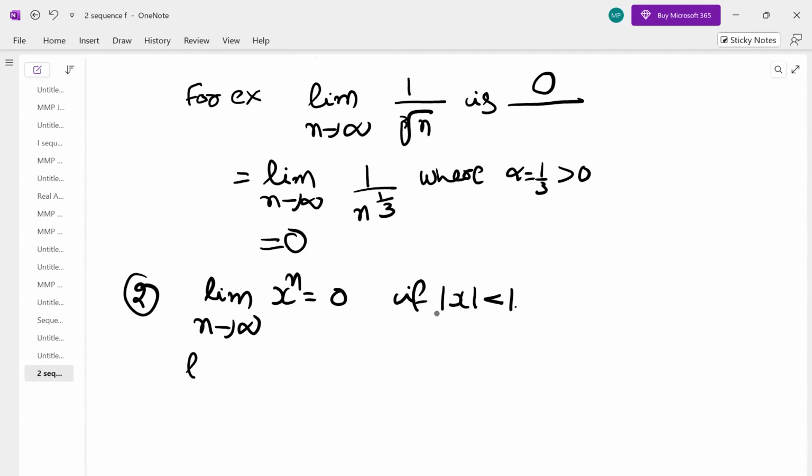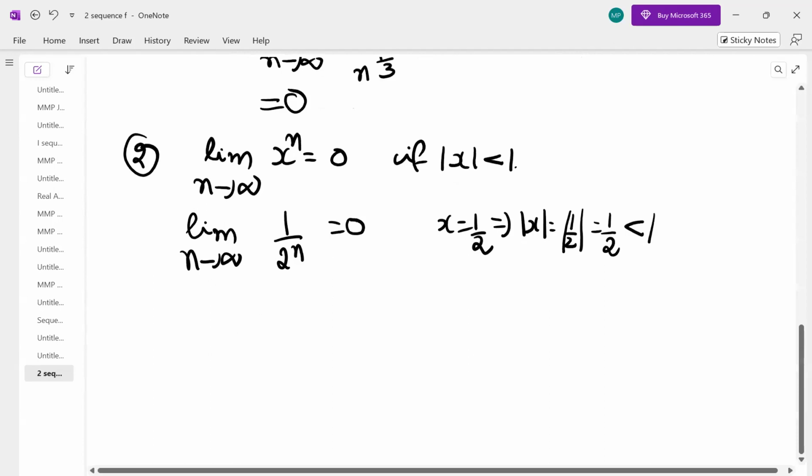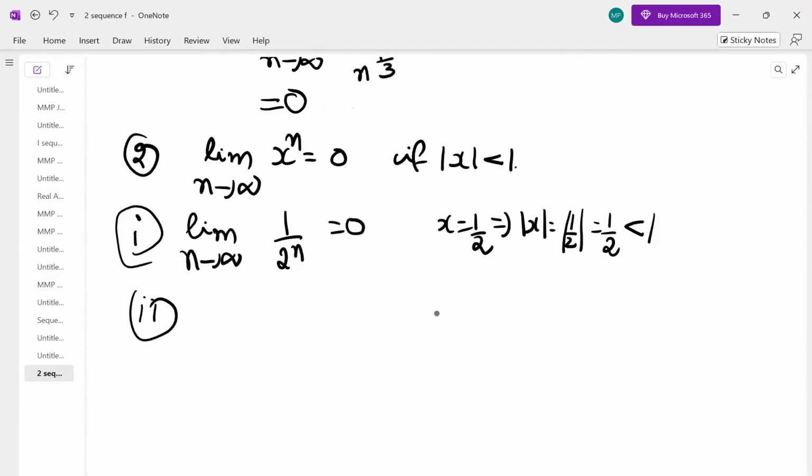What is the application? For example, limit n tending to infinity of 1 by 2 power n. The answer is 0 because your x is 1 by 2. Mod x means if it is positive, it is itself; if negative, we should take it as positive. Therefore, this is 0. So limit of 1 by 3 power n is 0, 1 by 4 power n is 0. This is one of the applications.